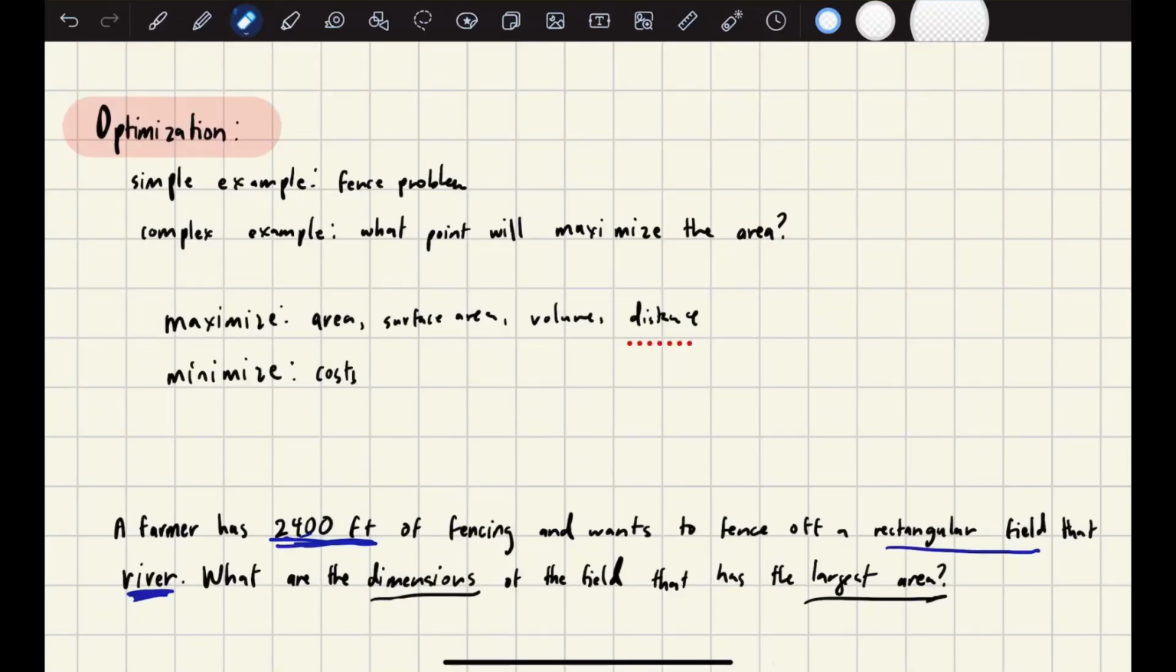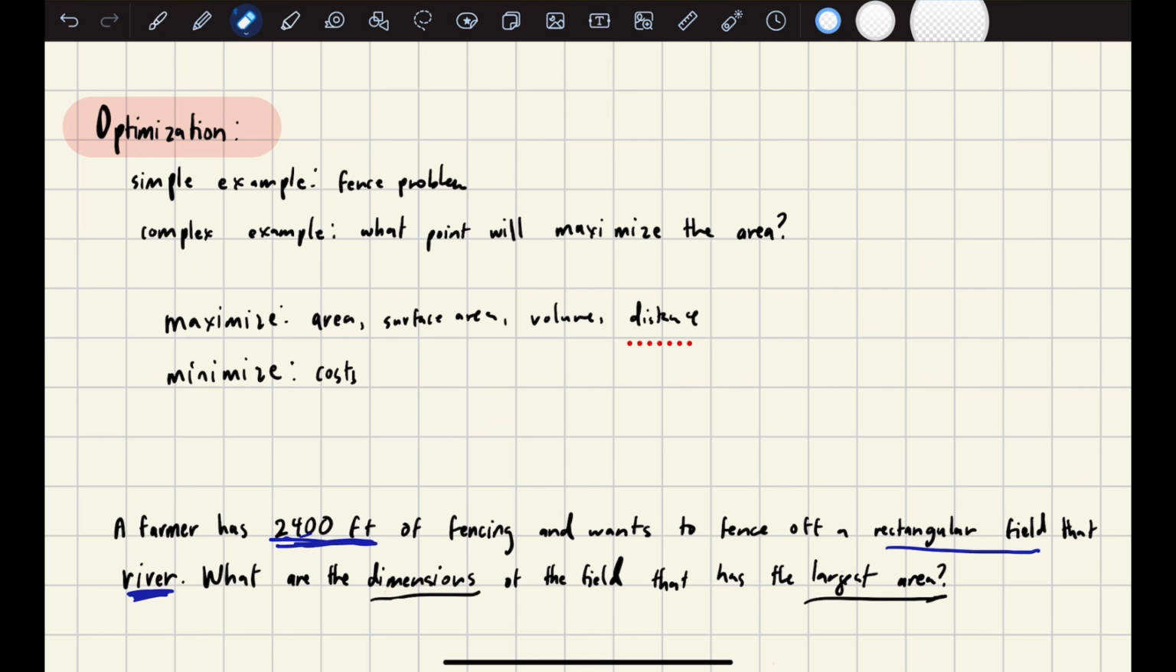Okay, so hi, we're going to be doing optimization problems. For my simple example, I'm going to have a fence problem, which is shown below. And for my complex example, we're going to do what point will maximize the area, so this will be on a graph.